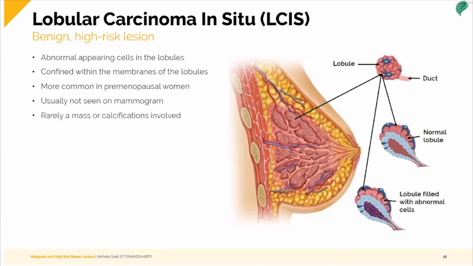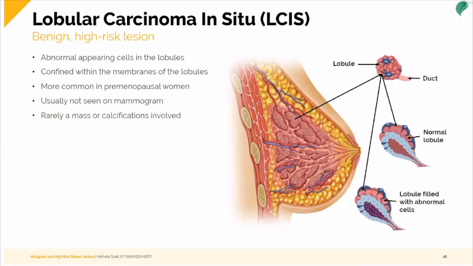LCIS is similar to atypical lobular hyperplasia. Both have an increased amount of abnormal cell growth and are contained within the lobules of the breast. The difference between ALH and LCIS is that there are more abnormal cells in LCIS. LCIS is not a cancer, even though it says lobular carcinoma in situ. So that was one of those that it took me a while to understand. It's actually a high-risk breast lesion, but it's benign.